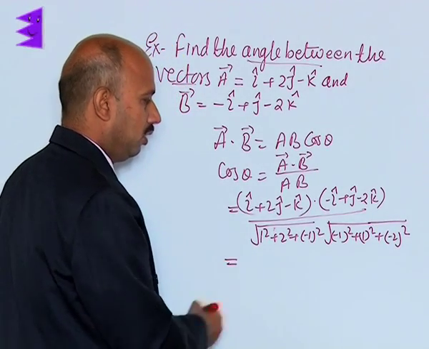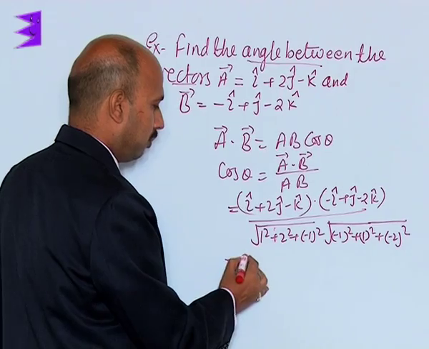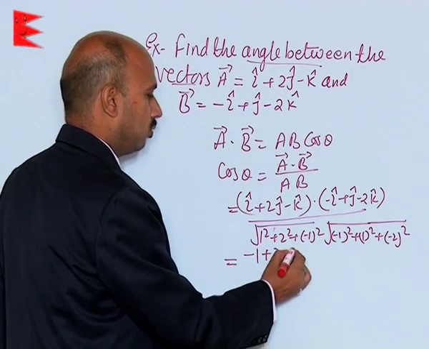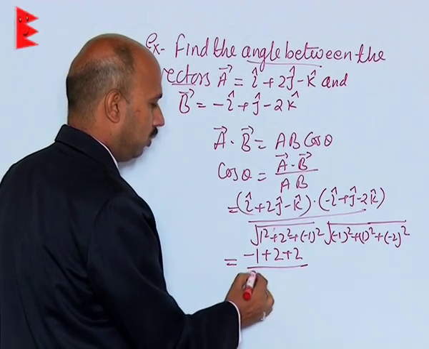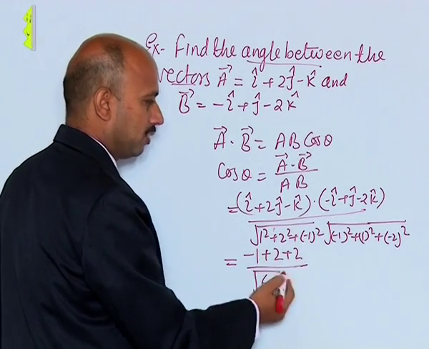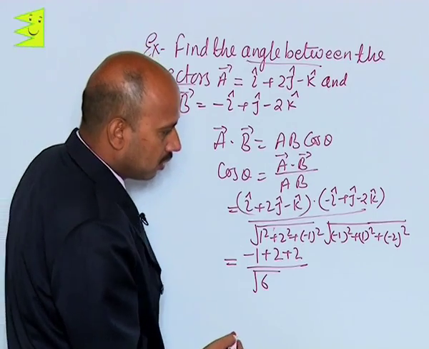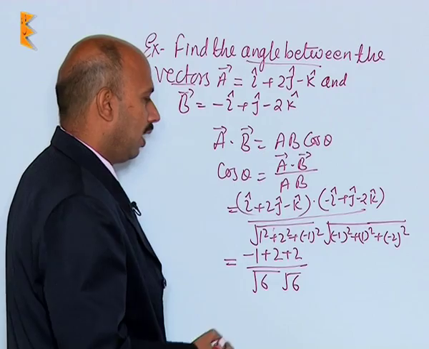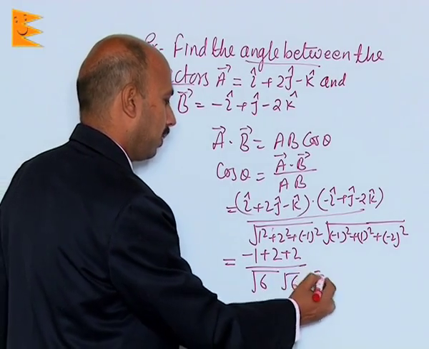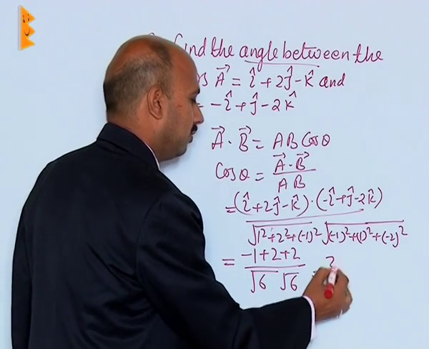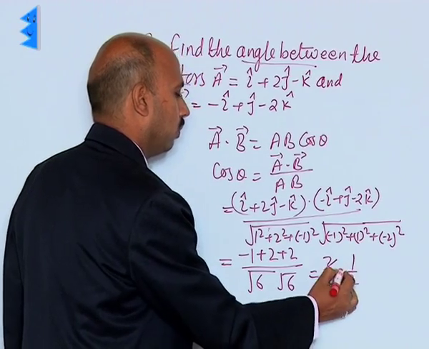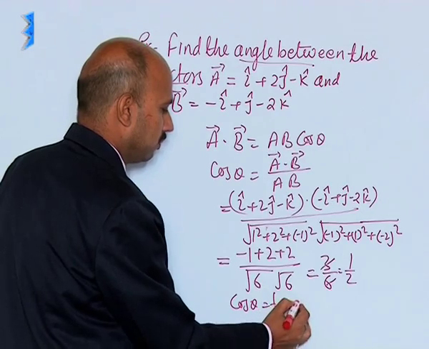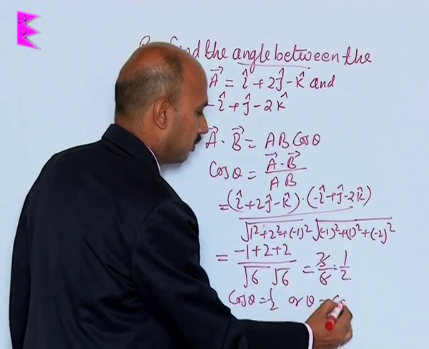Now, multiplying, this is minus 1 plus 2 plus 2, divided by the square root of 6 times the square root of 6, since 4 plus 2 is 6. Then we can write 3 divided by 6 is equal to 1 by 2. So now cos theta is equal to 1 by 2, or theta is equal to 60 degrees.